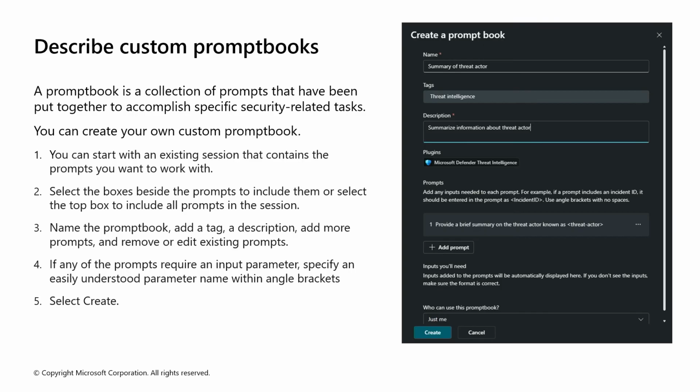To create a promptbook, you can start by selecting an existing session that already has the prompts that you like and want to use. Just check the boxes next to the prompts that you want to include, or use the top checkbox to select everything. From there, you'll give your promptbook a name, add a tag and a description, and you can even add, remove, or edit prompts as needed. If any of your prompts need input, just define a clear parameter name using angle brackets. Once everything looks good, hit create and your custom promptbook is ready to go.